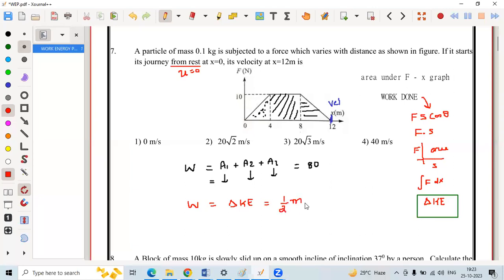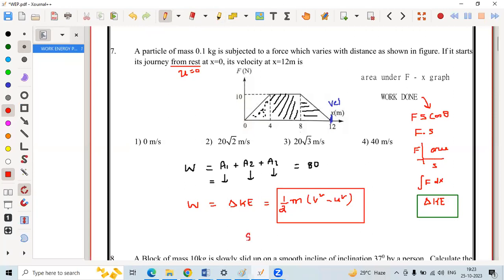So change in kinetic energy means half m v square minus u square, that is final kinetic energy minus initial kinetic energy, half mv square minus half mu square. If I take half m common, I get this. So all this together, half m (v square minus u square), is the work done. But we know the work done is 80. Now how do we calculate?